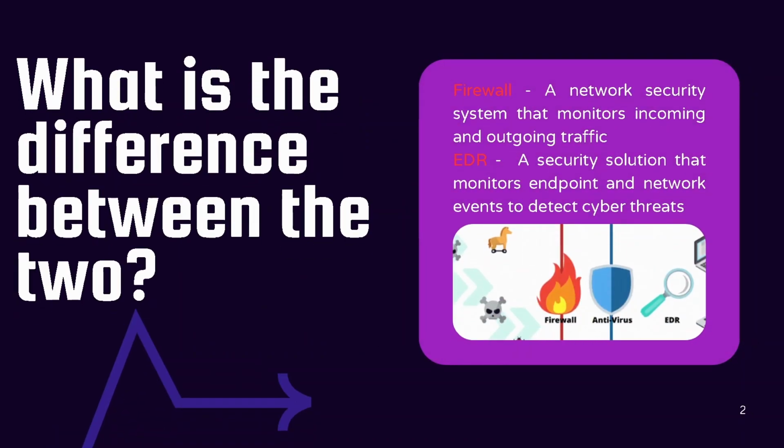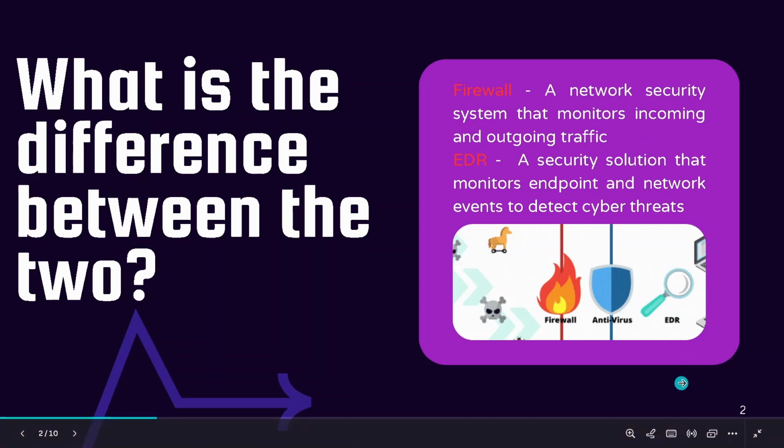So moving ahead, what is the difference between the two? As we know, a firewall is a network security system that monitors incoming and outgoing traffic. It's just like the signals present on the road. It monitors incoming and outgoing traffic based on the lights. So basically a firewall is a camera which is installed on top of the signal lights, which monitors incoming and outgoing traffic in a lane or on a highway or on a crossroad.